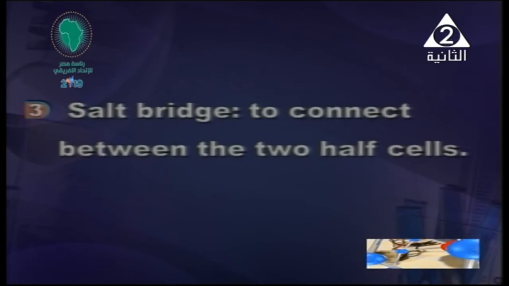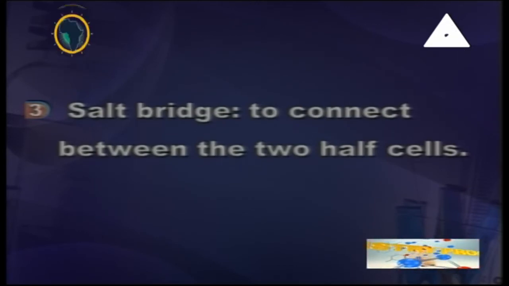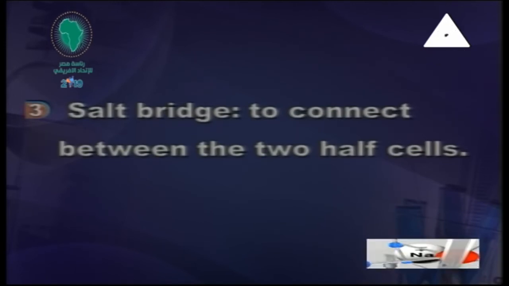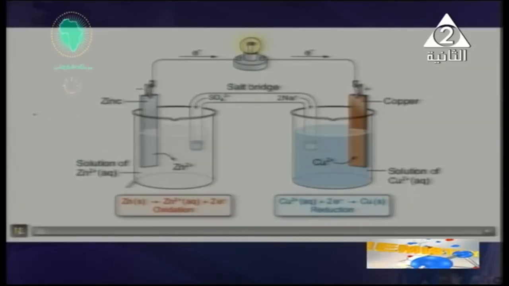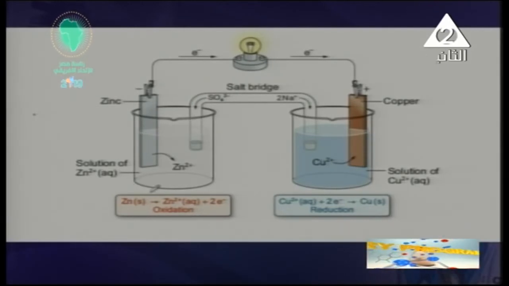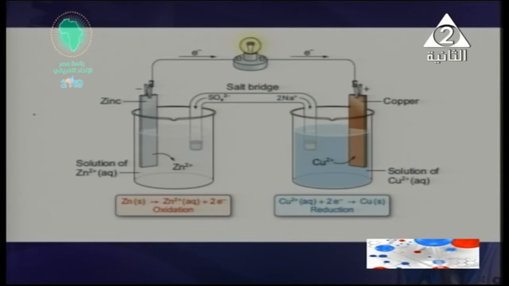A salt bridge. A salt bridge to what? To connect between the two half cells. The two half cells are separated: zinc in zinc sulfate, copper in copper 2 sulfate. The salt bridge connects the two half cells. Now we will watch a video that illustrates the reaction that takes place in the Daniell cell.